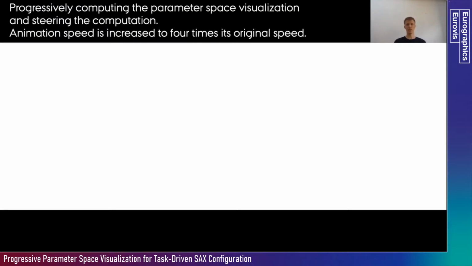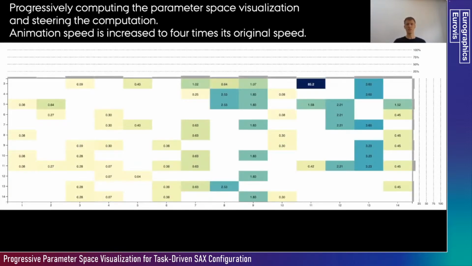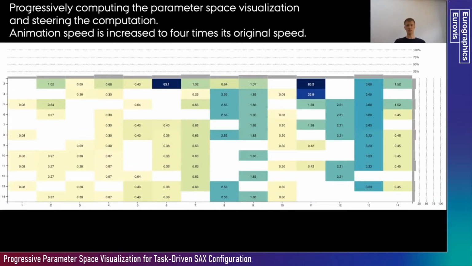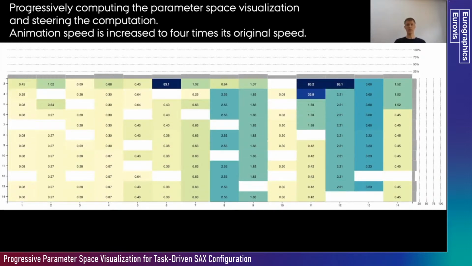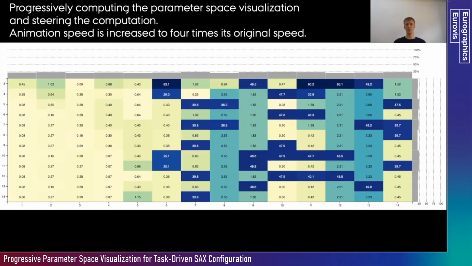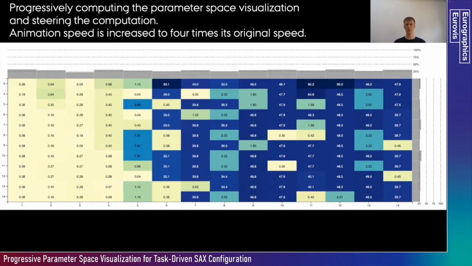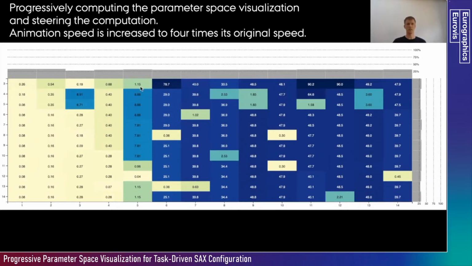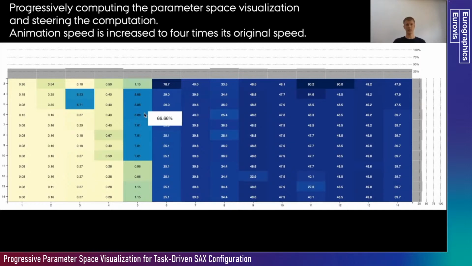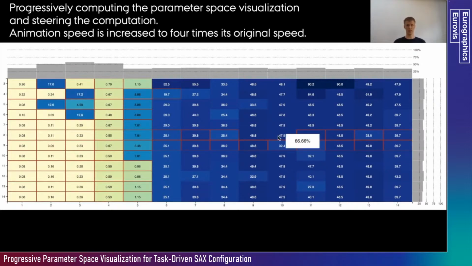Here we see the animation of progressively computing the parameter space visualization. The animation shows how different parameterizations are progressively computed and updated in the matrix to provide early results. Early on, we can see the regions of interest that emerge, and we can steer the progression towards computing these regions. Steering is done by selecting columns, rows, or individual cells of the matrix through clicking. Once cells have been selected, they are prioritized and fully computed before the non-selected cells.